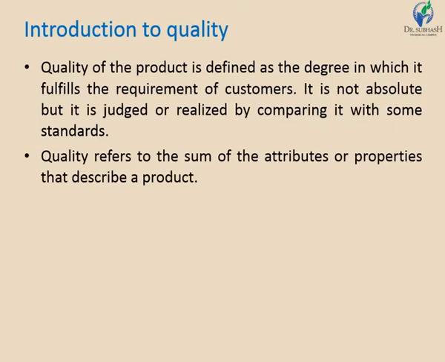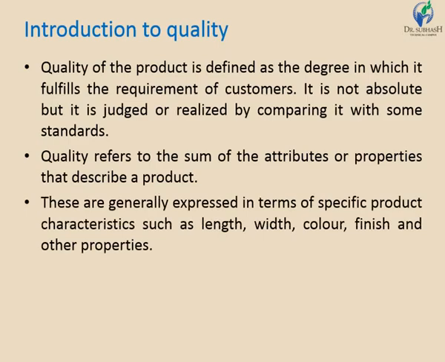It refers to the sum of attributes or properties that describe the product. Whenever you are manufacturing any product, there are certain properties that define its quality, such as length, width, color, and finishing. Those characteristics which describe the product are also quality: whether it is as per the length, how the colors are, the quality of materials used, the surface finish and other properties.